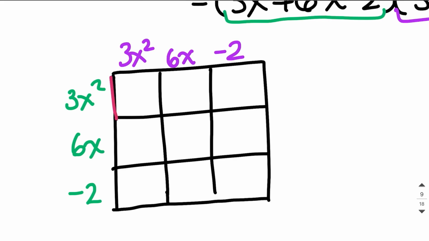So like here, I would do 3x squared by 3x squared, which is 9x to the power of 4. Here, this box right here would be 3x squared by 6x. So that would be 18x to the power of 3. And then this box right here would be 3x squared by negative 2, which is negative 6x squared.